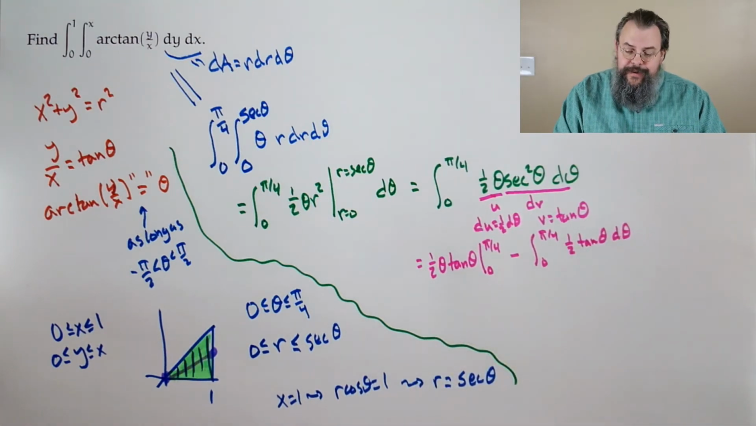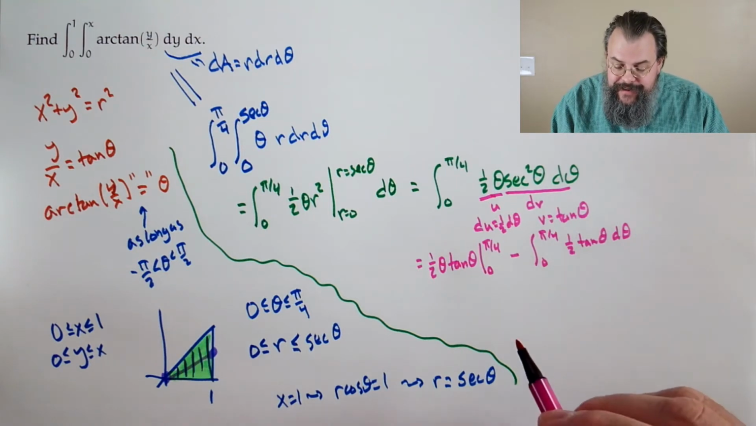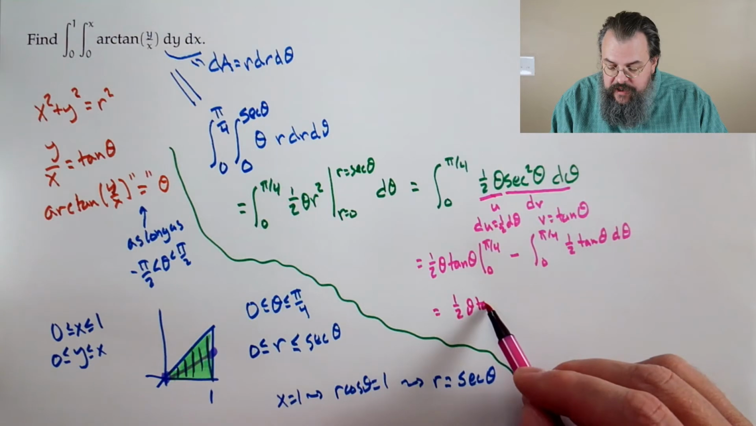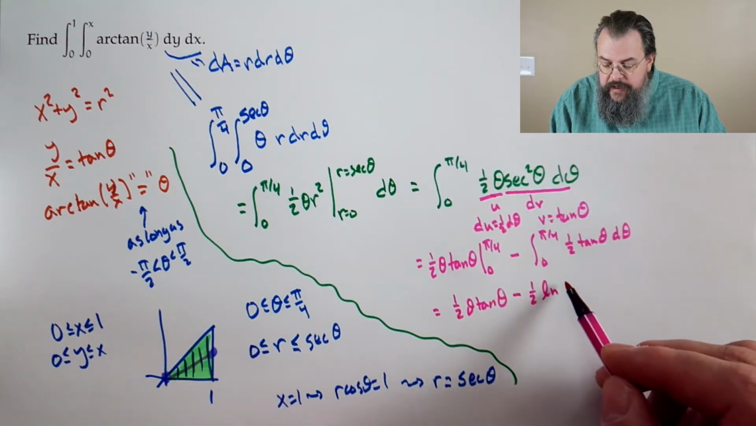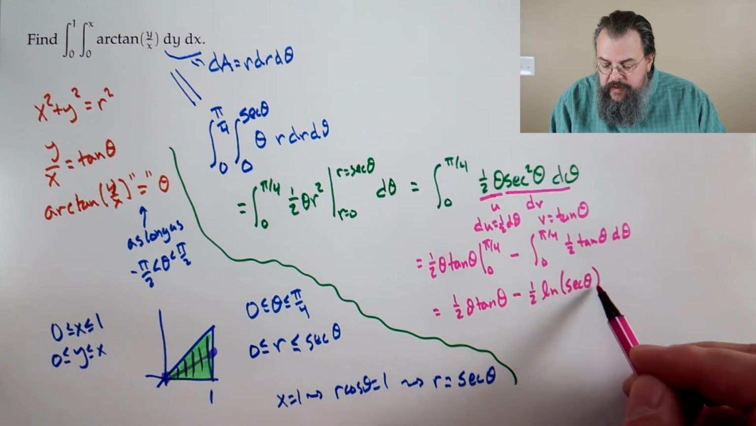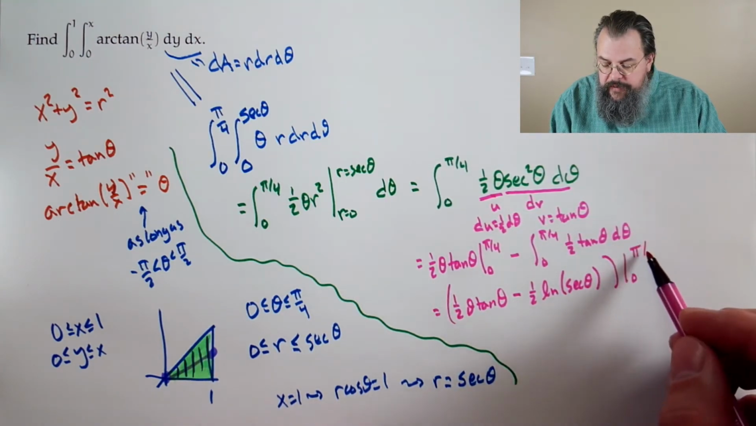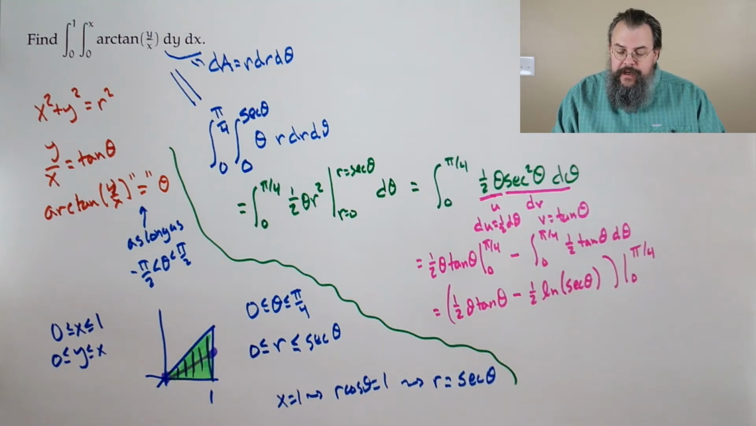Now, the good news is we can integrate tangent. The integral of tangent is log secant. So we have 1/2 theta tangent theta minus 1/2 log secant theta, and we can just say, look, we'll evaluate them both, 0 to pi over 4. And here we go.